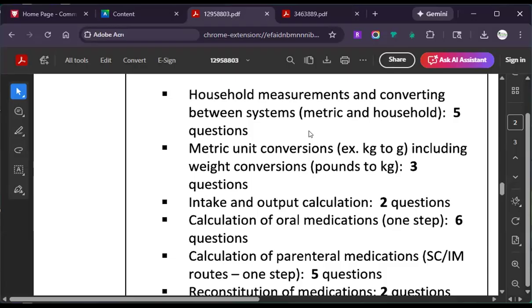So what you're going to see is that you'll be able to use a basic 10 key calculator. You can't bring your own calculator. They're going to provide one for you. Just think of a standard calculator, no graphing capabilities, no memory of any sort, just a standard 10 key calculator.